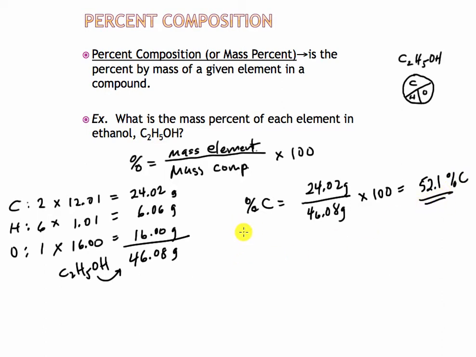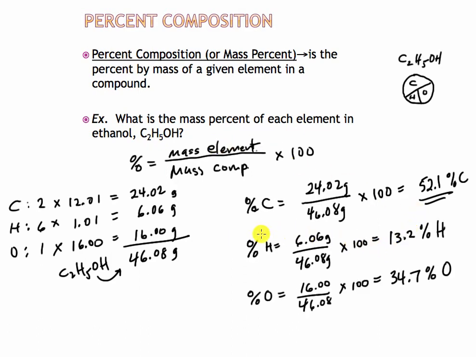Now I'm going to do the same thing for hydrogen and for oxygen. And there we go. Pretty quick, huh? Okay, so I did that fast so you didn't have to see the work, but it's pretty much the same thing. I just did it 3 times, changing the hydrogen mass and the oxygen mass instead of the carbon. And here are my 3 percentages.